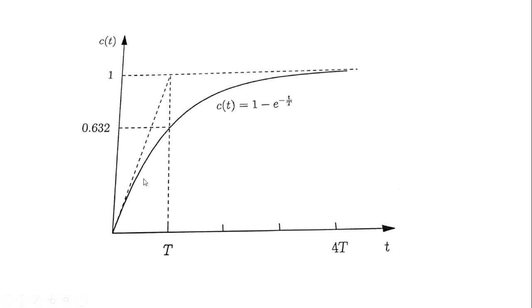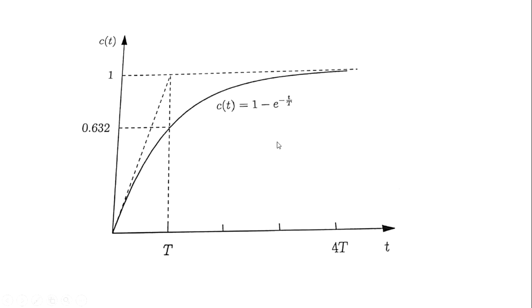One quantity is the speed of response. Clearly the speed of response is controlled by the time constant. But I also talk about settling times, what I call 5% settling time, 2% settling time. Something like 5% settling time is how long it takes for the output to reach 5% of its final value.